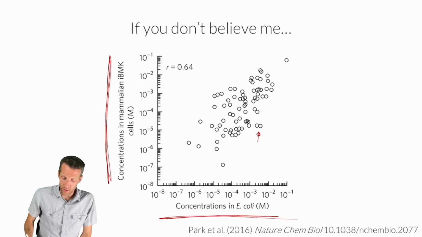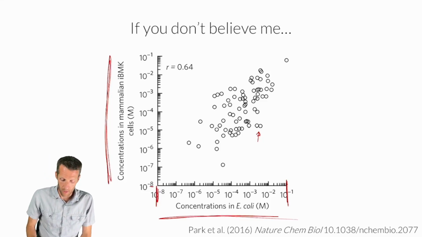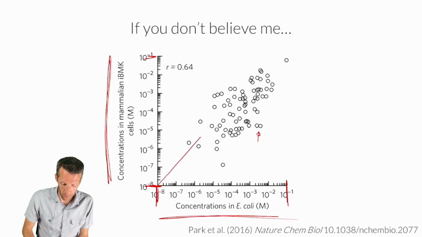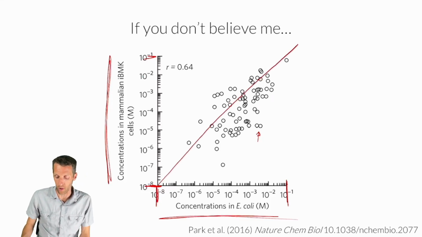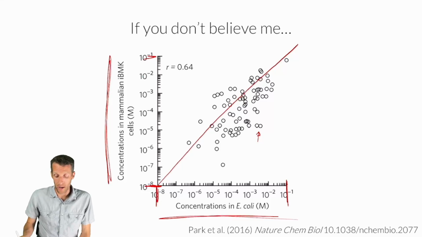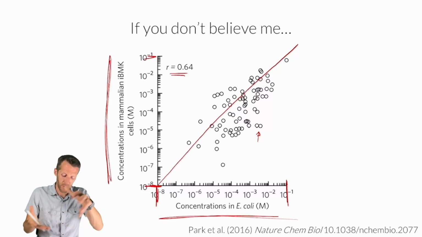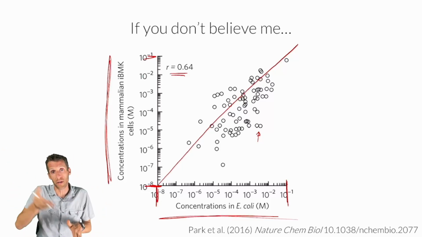And what hopefully you'll notice here is that this concentration range spans 7 orders of magnitude on a log scale, both places. And if we draw a line up the middle here, well, that's a terrible line, but what you can see is the stuff falls on the line, right? And the explanatory power of this is about 0.64. So there's some scatter off the line, but overall we're following this trend.